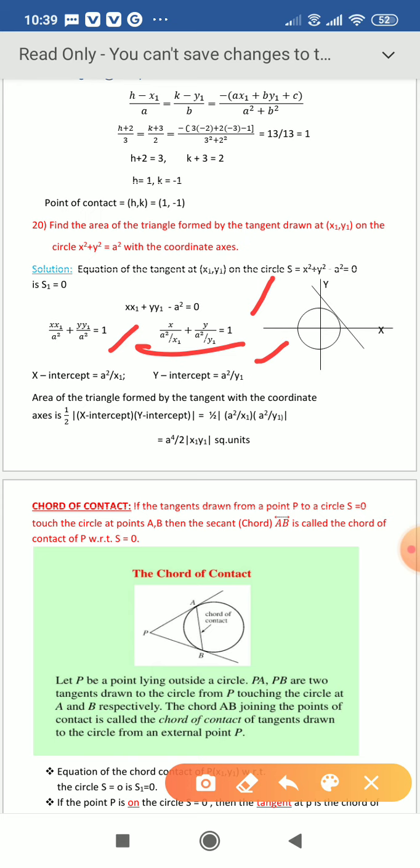So the area of the triangle formed by the tangent with the coordinate axes is half modulus x-intercept into y-intercept. So half modulus a square by x1 into a square by y1, which is equal to a power 4 by 2 modulus x1 y1 square units. That is the area of the required triangle. This is 4 marks, very important, very simple problem.